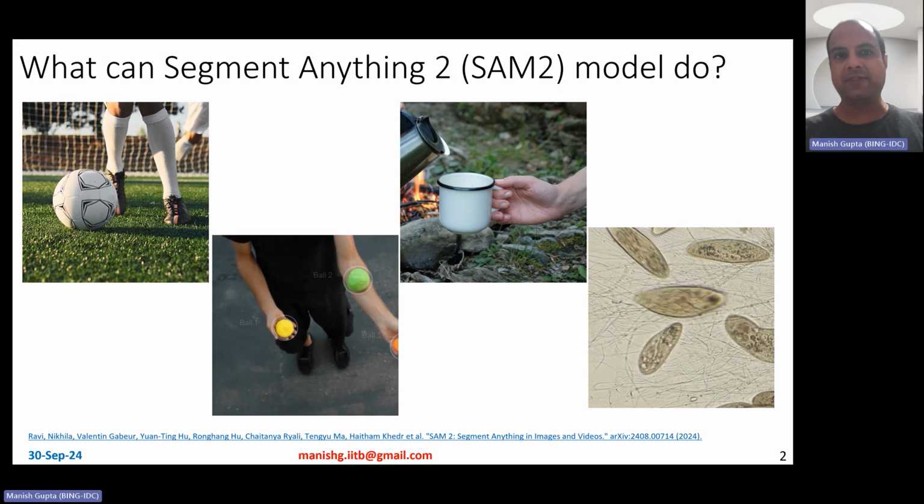Okay, so let's first see what the Segment Anything 2 model can do. It's basically useful for video segmentation, interactive video segmentation, as you can see in these videos. So let's start with this first one.